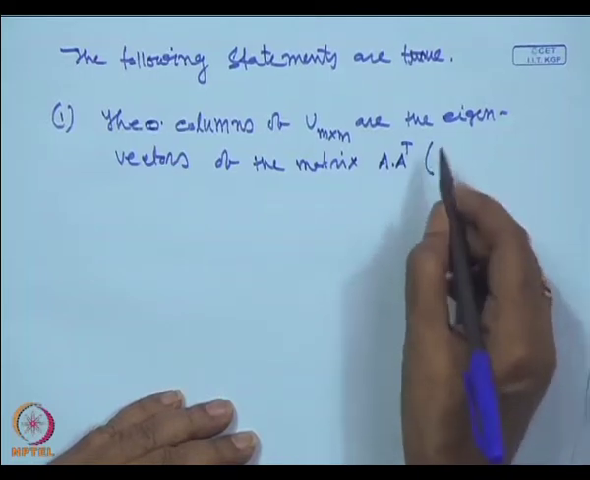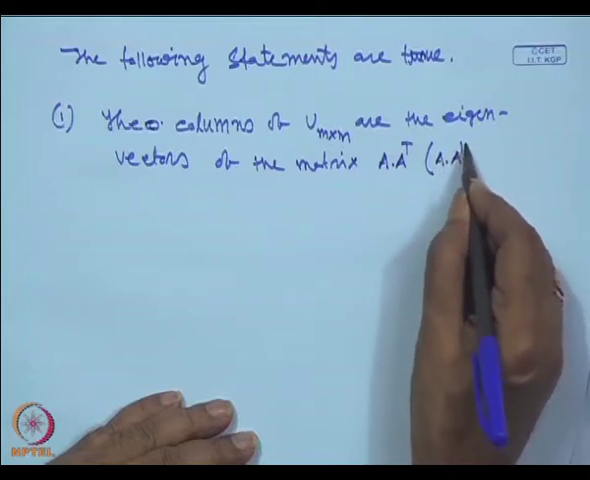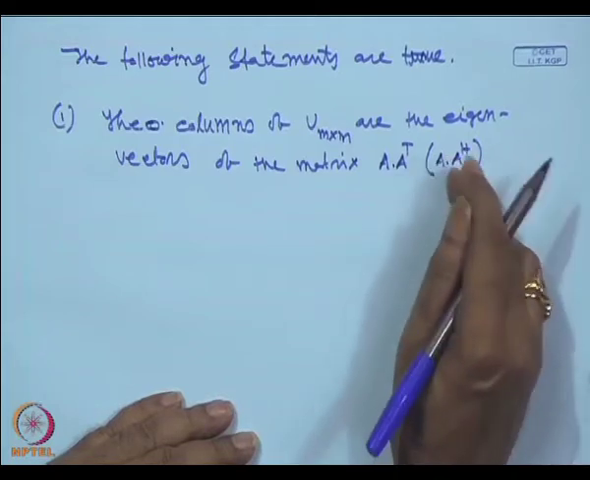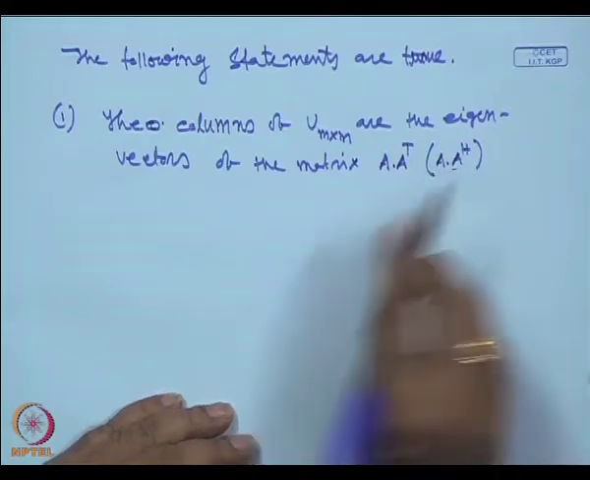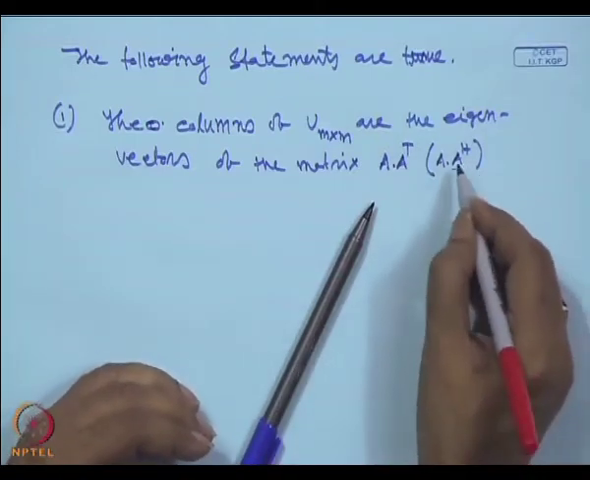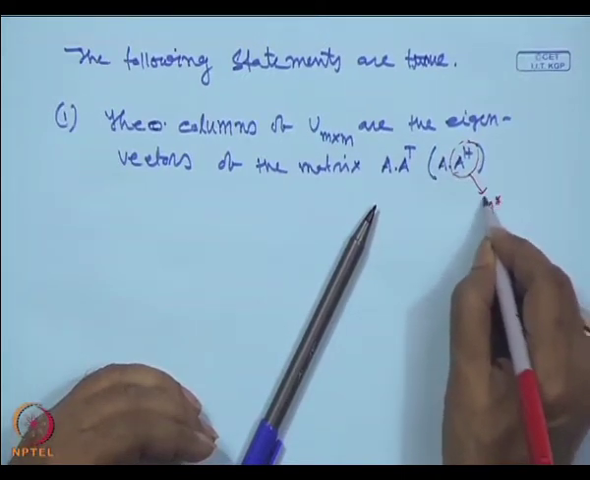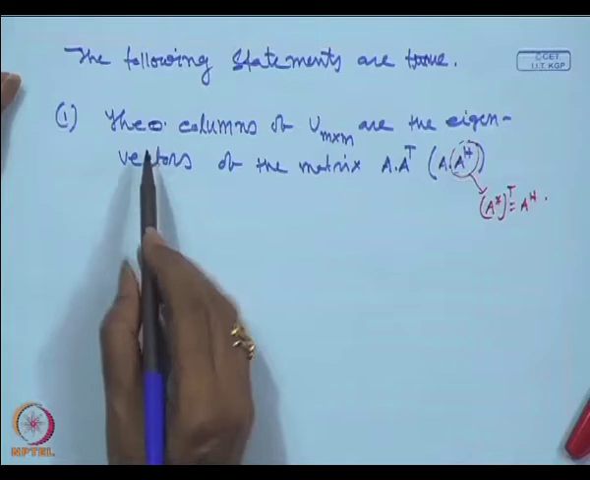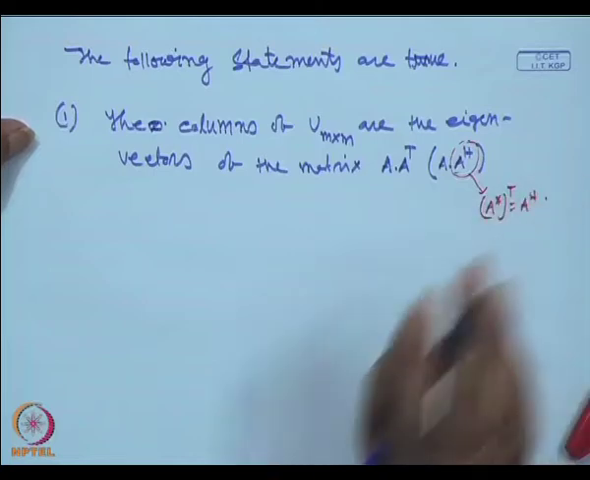And if A is a complex matrix, then it will be A into A h. What is A h? If A is complex, H indicates A conjugate transpose. This is nothing but A conjugate transpose, equal to A H. Agree? The columns of U are the eigenvectors of the matrix, and this is obviously true.